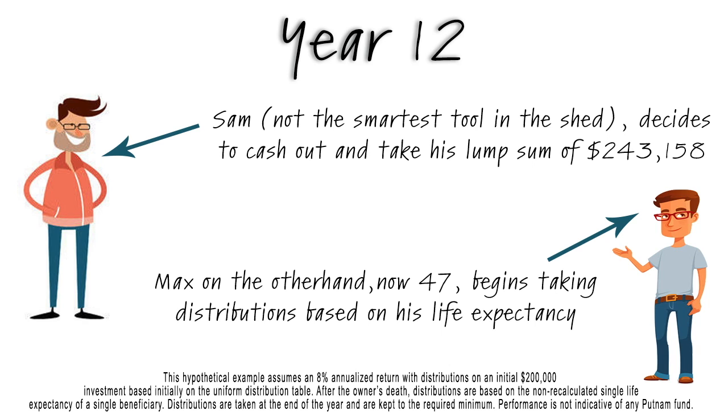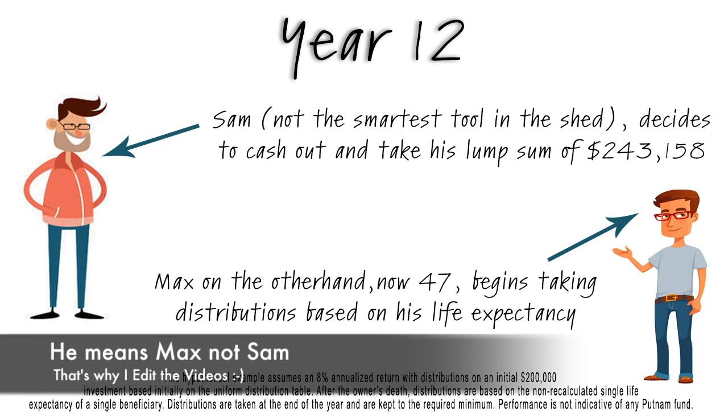Immediately, Sam's lump sum distribution is going to be $243,158 minus taxes. Going to be a big hit there. Federal, state, you name it, big hit, okay? Sam, what were you thinking?